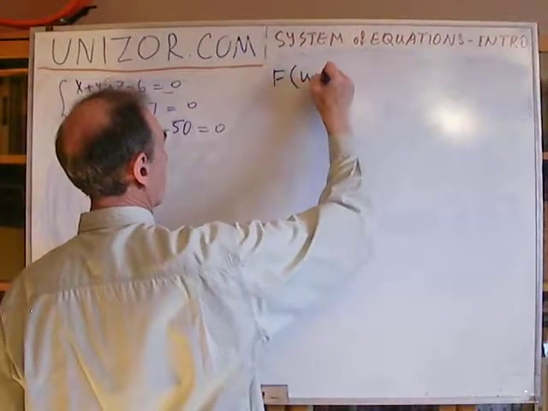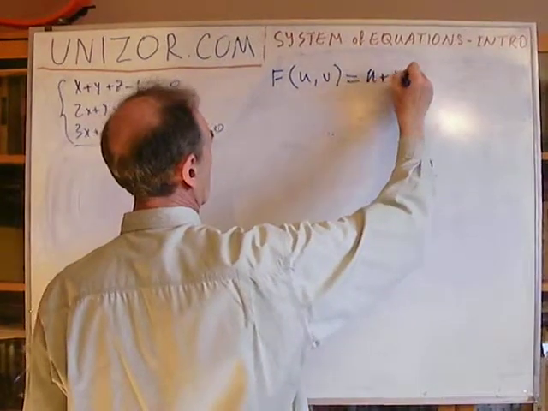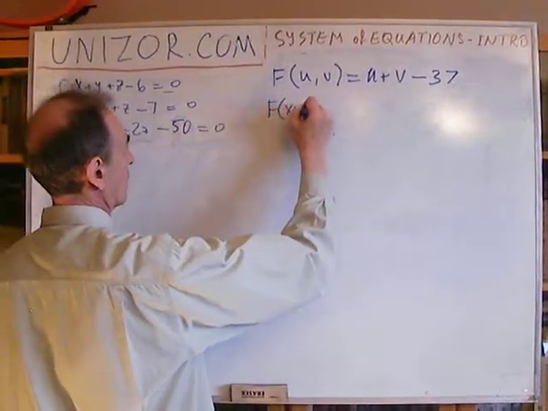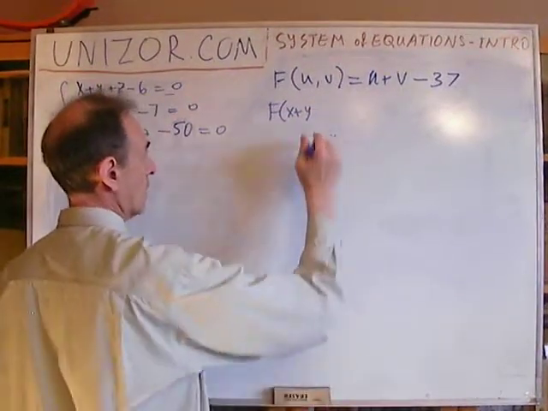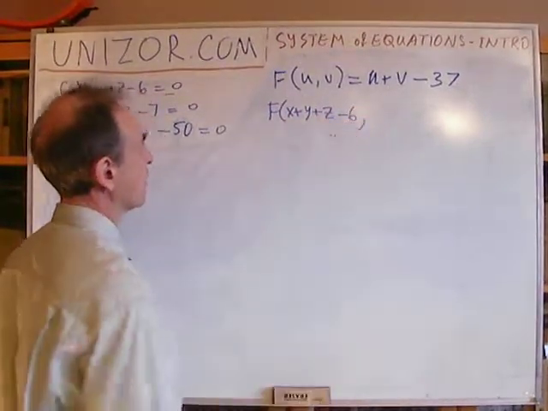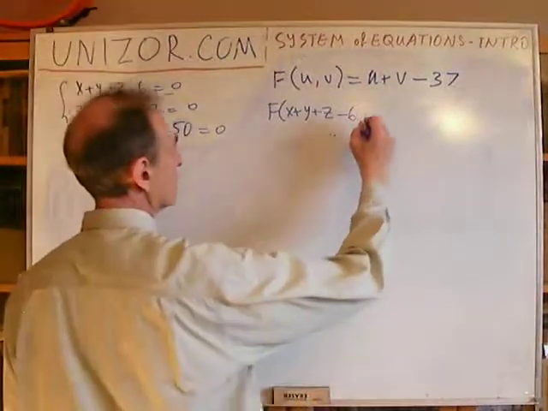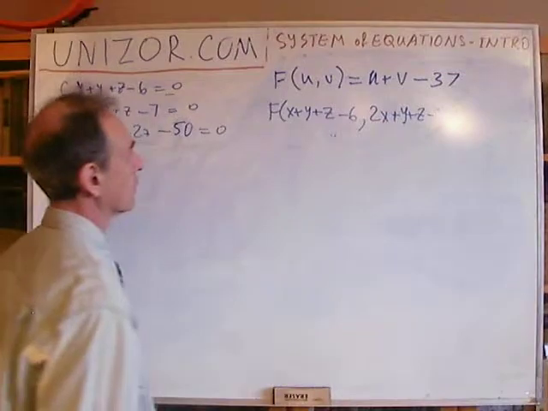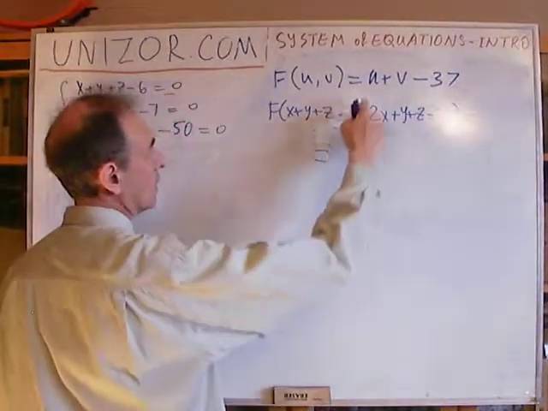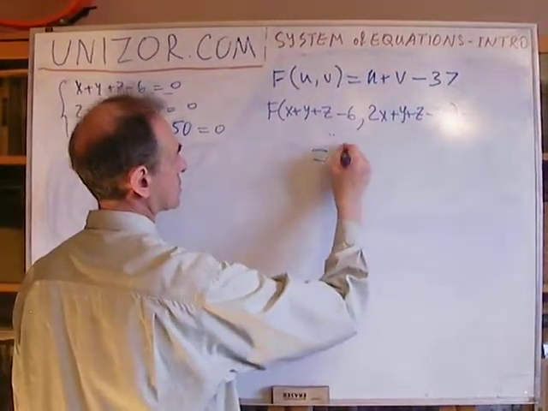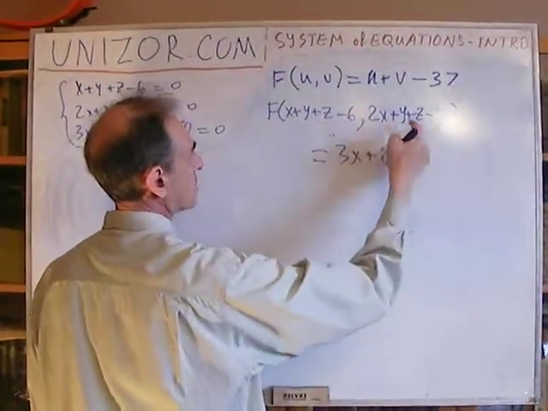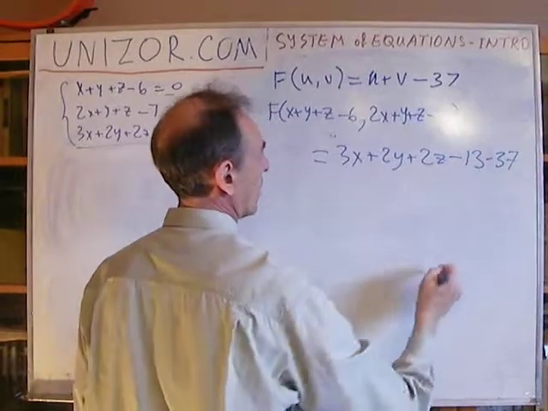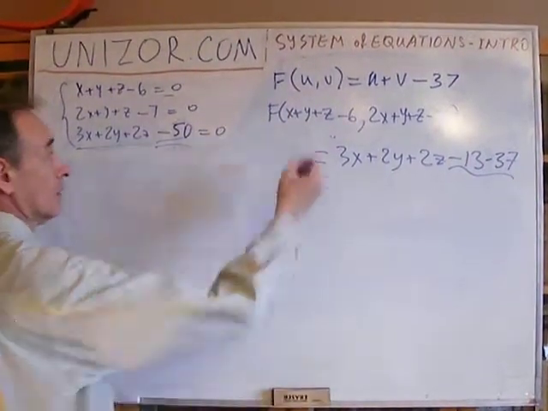Well, yes indeed. How about this? If I add x plus y plus z minus 6 as the first argument, then as the second argument, I will have this function. I will have u plus v minus 37, which is x plus 2x is 3x, y plus y is 2y, z plus z is 2z, minus 6 minus 7 is minus 13, and minus 37, and this is minus 50. So, I have found my function.